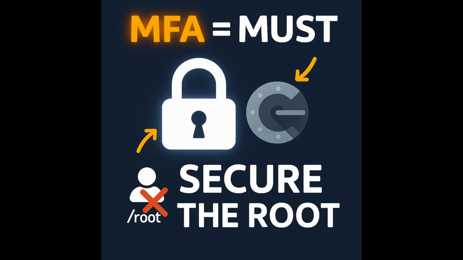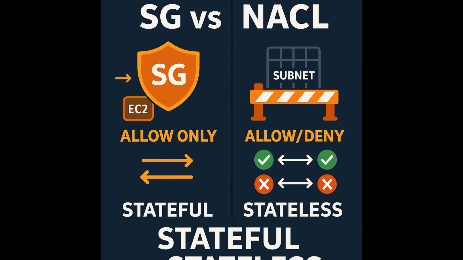Detective controls identify security issues or policy violations after they happen. CloudTrail logs all API activity, showing who did what, when, and from where. AWS Config continuously monitors resource configurations against desired states, ensuring compliance.